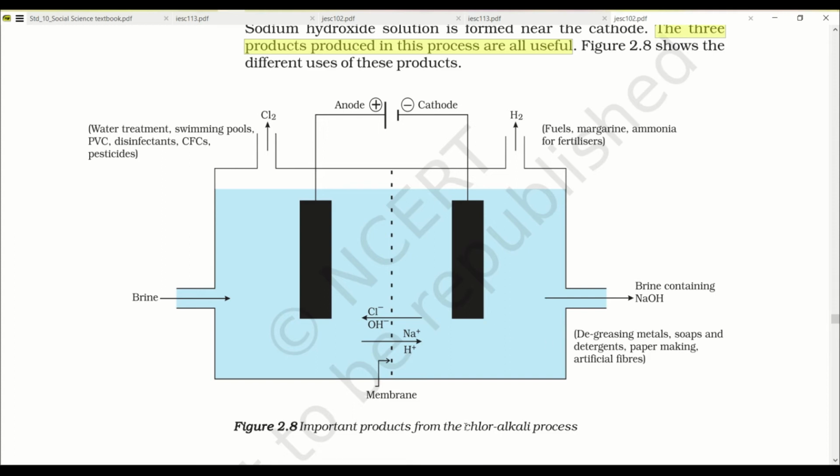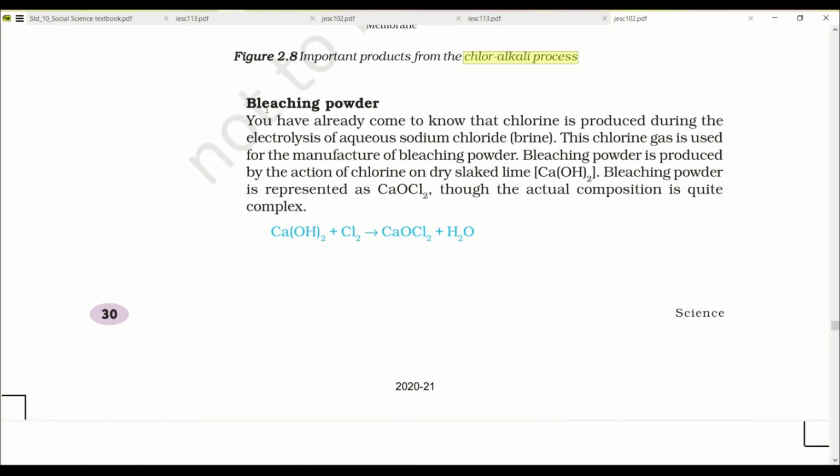So from only one process we can obtain three different materials or three important materials that can be used further. The second product that we obtain is bleaching powder. You already come to know that chlorine is produced during the electrolysis of aqueous sodium chloride. This chlorine gas is used for the manufacture of bleaching powder. Bleaching powder is produced by the action of chlorine on dry slaked lime.